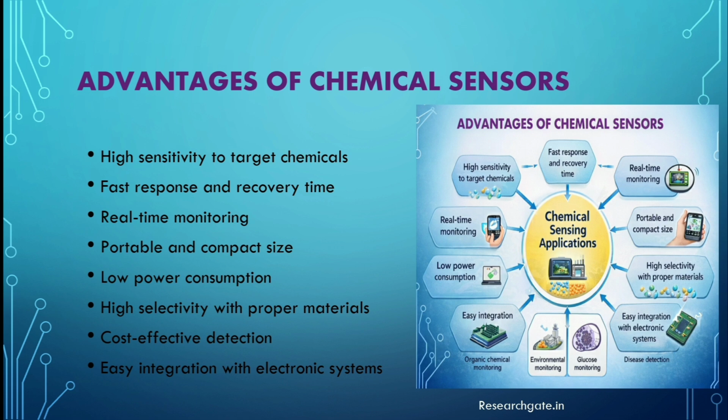By selecting appropriate sensing material or catalysts, chemical sensors can achieve high sensitivity towards specific target chemicals. They are also easy to integrate with electronic systems, enabling automated control and data logging.